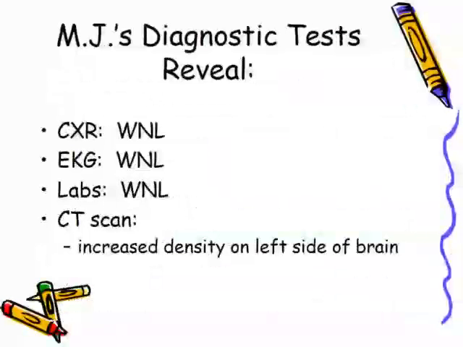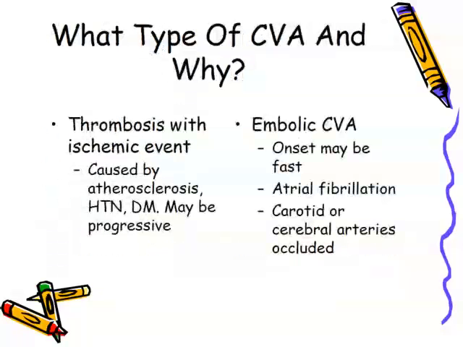She has some diagnostic tests done, and those show that chest x-ray, EKG, and labs all came back normal. However, the CT scan did show an increased density on the left side of the brain, which would indicate an infarction in this area. So if we look at the type of CVA that this patient might have had and why, we want to break down those 2 types that we talked about in an earlier slide. Like we said, probably 85% of all strokes are caused by a clot in an artery that then blocks off blood supply to the brain.